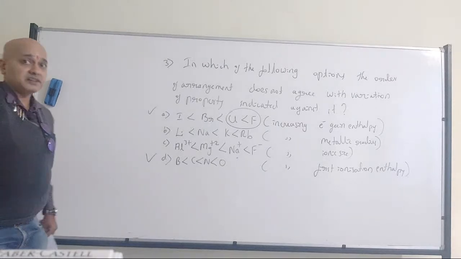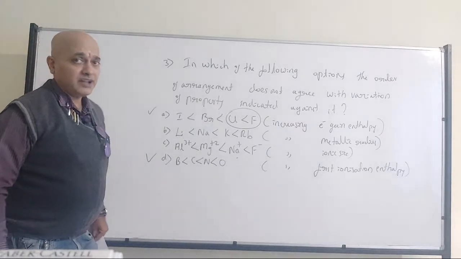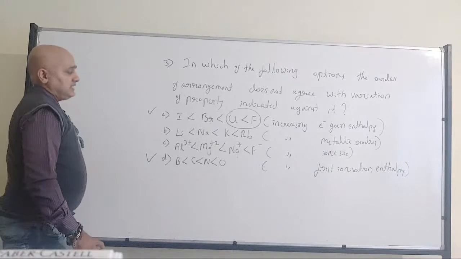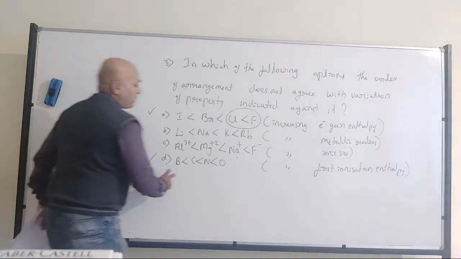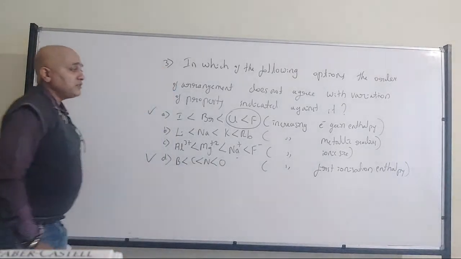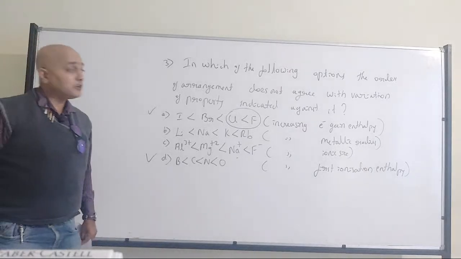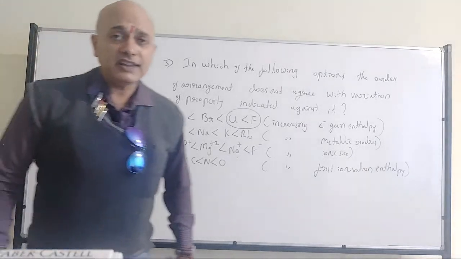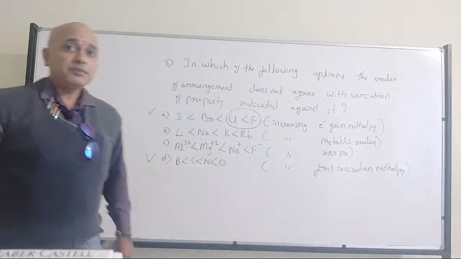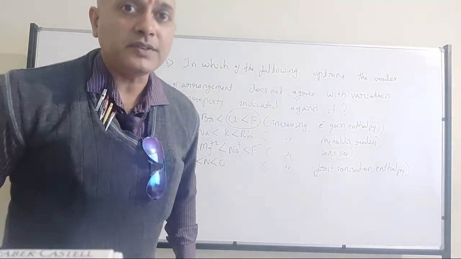It should have been reversed, but it's wrong what they have given. So option A, yes, done. When it comes to option D, as we know, ionization enthalpy, they are talking about first ionization enthalpy. So that means removal of first electron.